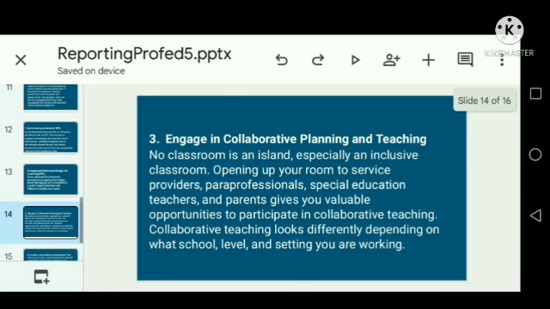Okay? And number 3 is engage in collaborative planning and teaching. Okay, no classroom is an island, especially in an inclusive classroom. So opening up your room to service providers, paraprofessionals, special education teachers, and parents gives you valuable opportunities to participate in collaborative teaching. Collaborative teaching looks different depending on what school level setting you are working in.